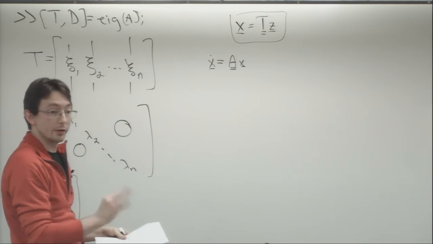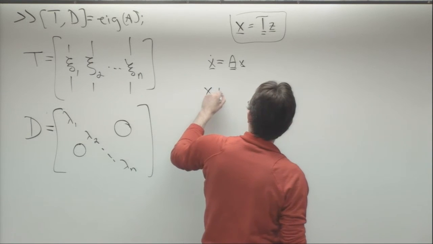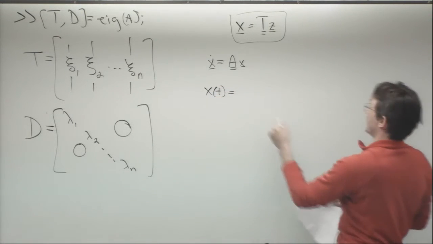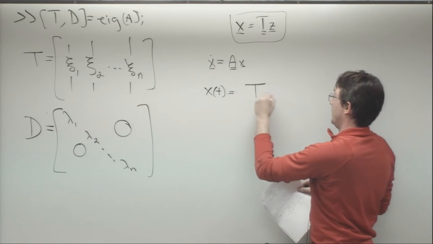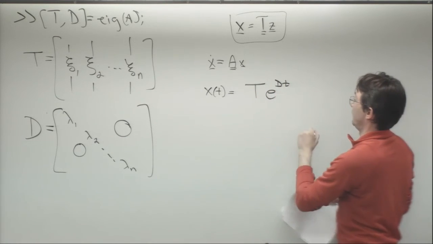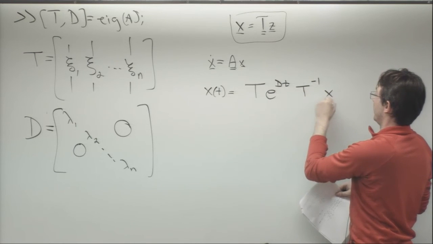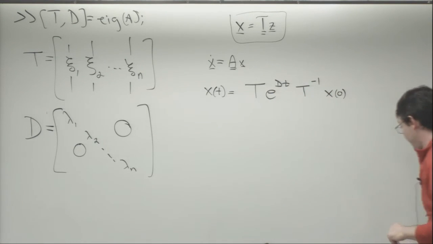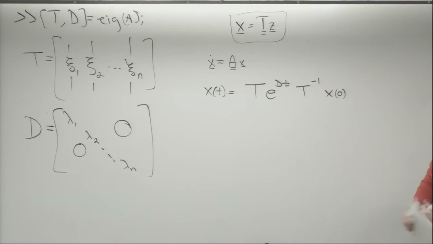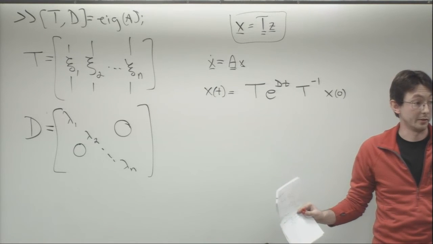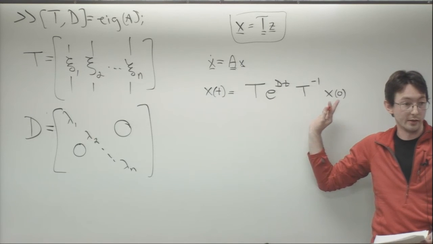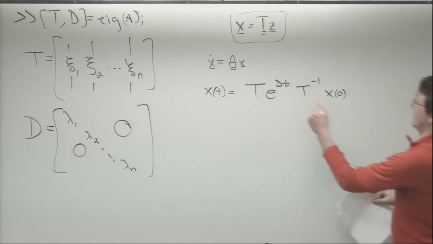And we know that the solution x of t equals, I think we just did it, T e to the D t T inverse times x naught. What I'm trying to show here is just what we've done for the last 2 lectures. I have some system x dot equals A x, and I can write the solution x of t in terms of this. But what we're really doing is the following.